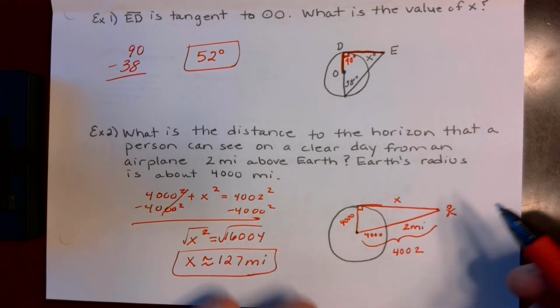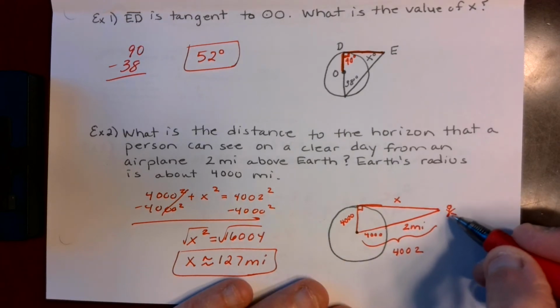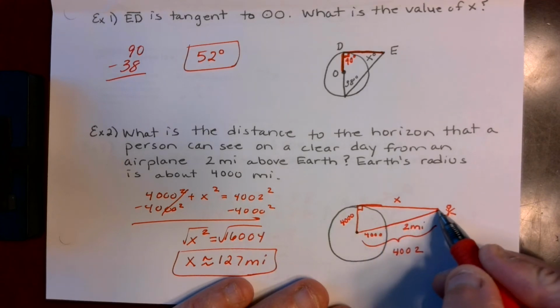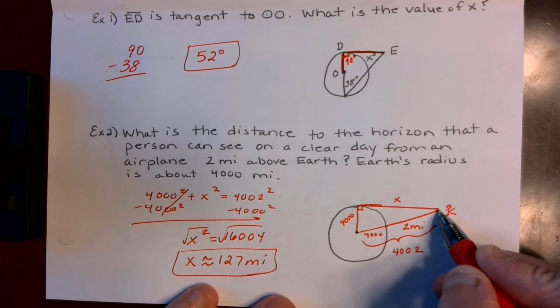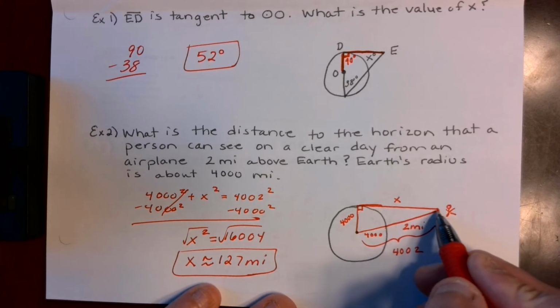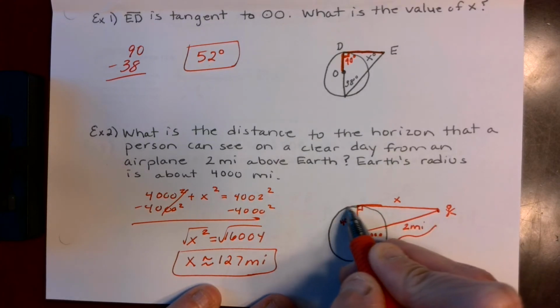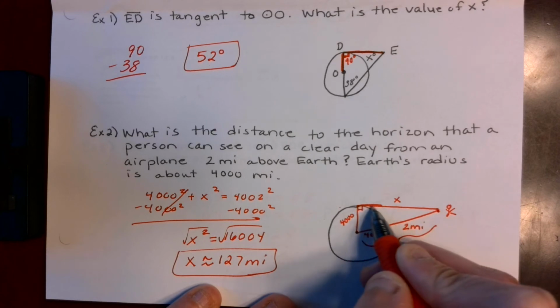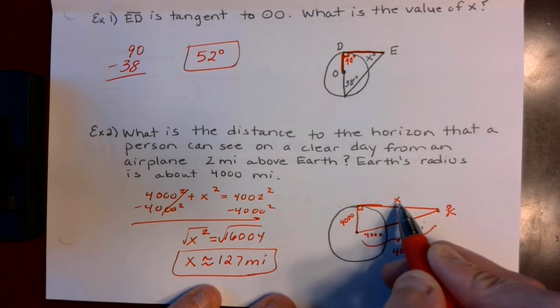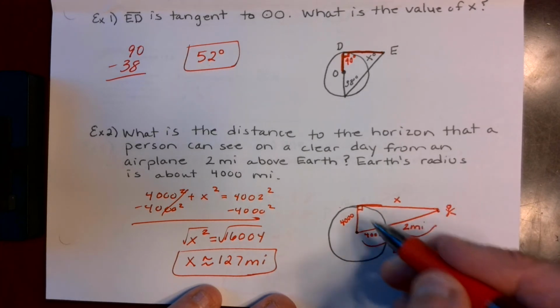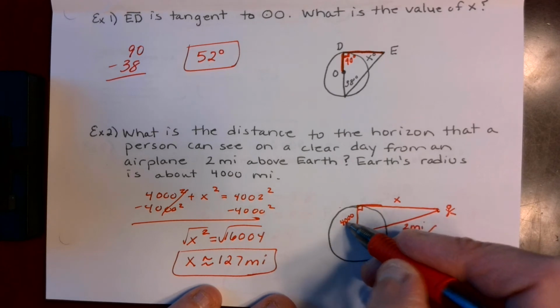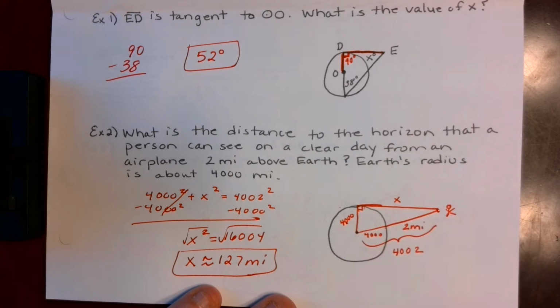First of all, we got this little guy out here, right? And he's 2 miles above the Earth. But he is looking at the distance to the horizon. So that is right there. This is going to be the horizon, that tangent line. So that's actually what we're looking for. We know the radius is 4,000. We know this is a right angle.